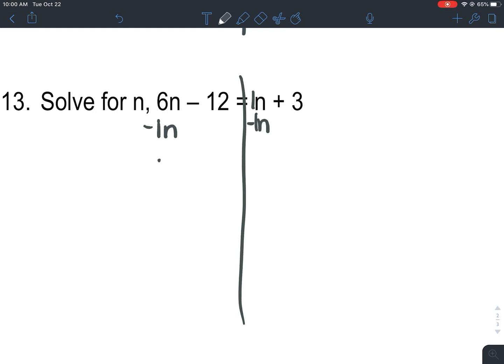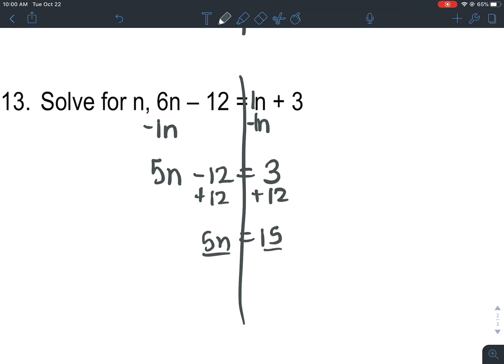6n minus 1n is 5n. We bring everything else down. And now it's just a two-step equation. So looking at the side with the n, we have to get rid of the 12 and the 5. So we're going to add 12 to both sides. That's 15. And then divide by 5. And you get n is equal to 3.